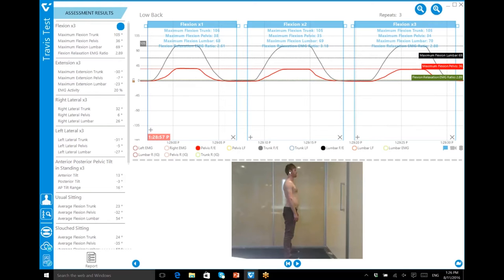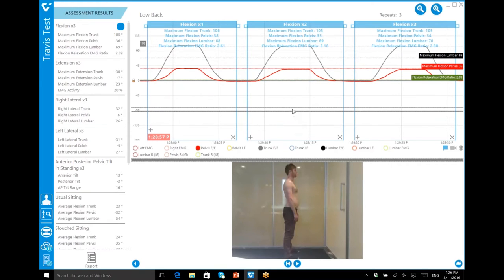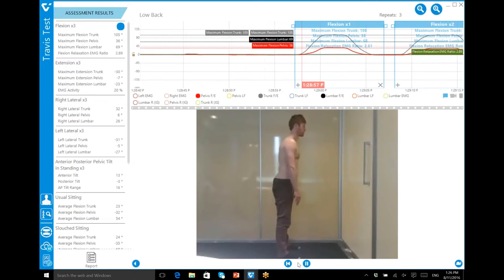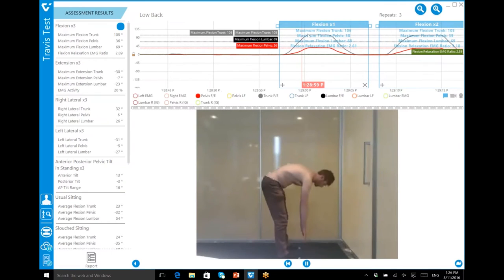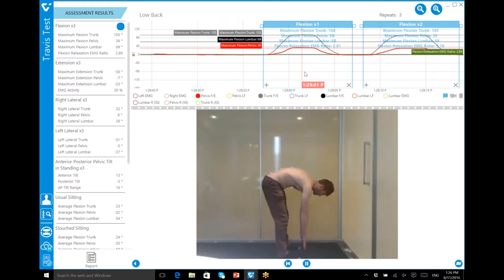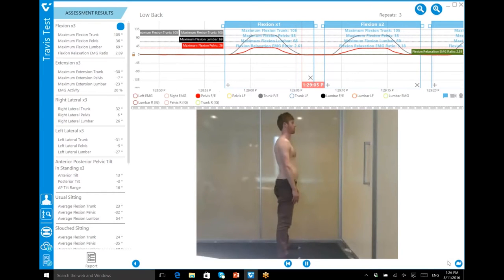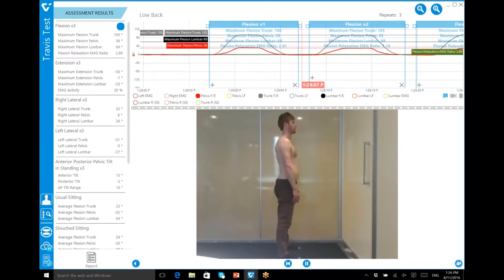The video as well is also really useful to use. So you can always enlarge the size of that video if you wish. You've got the play button below to replay it, and that red line vertically through the trace is synced with the video. And you can also play that at half speed by clicking on the snail icon down the bottom right-hand side of your screen.